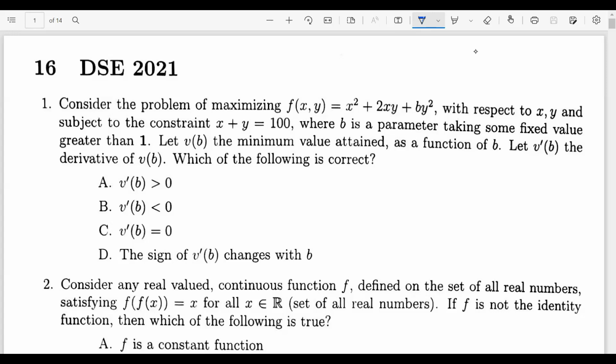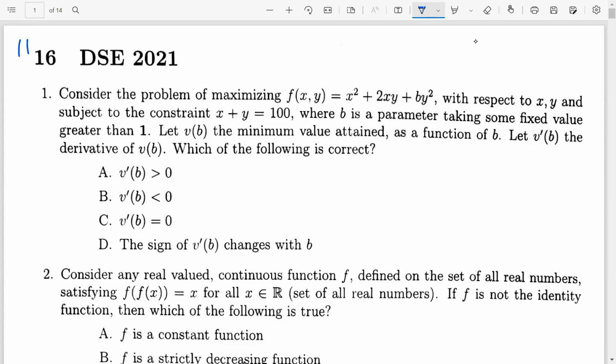Okay, I hope I'm audible to all students who are attending this lecture for the Delhi School of Economics MA Economics entrance. We continue with our discussion of the Delhi School of Economics 2021 paper for the MA Economics entrance.